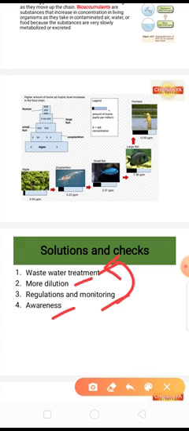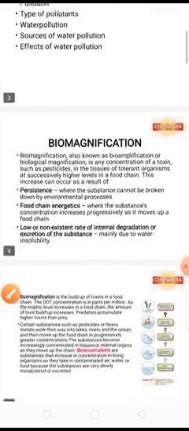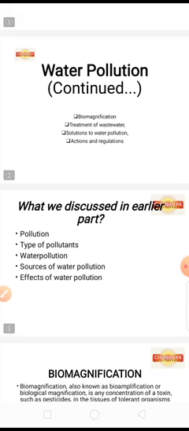And the last one is awareness. The farmers, the industrial people, the households, all of them, we should give them information on how we can treat this water on small scale and on large scale. So with this we have finished the topics of biomagnification and wastewater treatment.